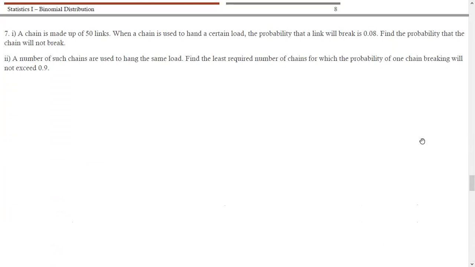Okay, so we have a chain with 50 links. When a chain is used to handle a certain load, the probability that a link will break is 0.08. Find the probability that the chain will not break.